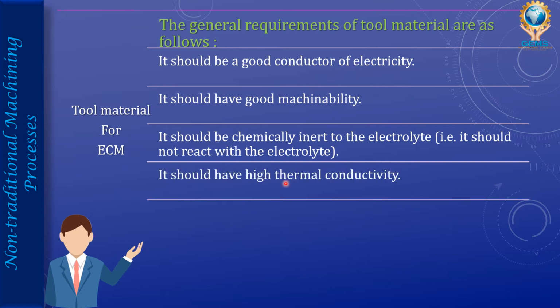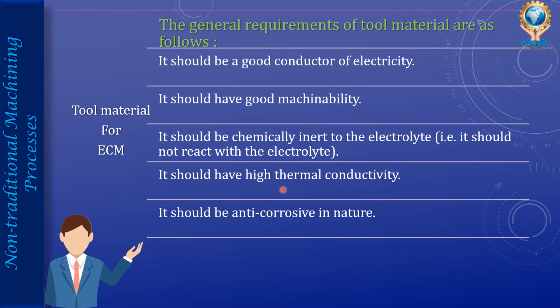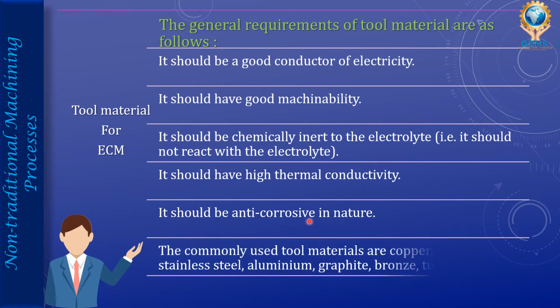It should have a high thermal conductivity. High thermal conductivity means it should conduct heat well, and it should withstand high temperature during the machining process. And the most important thing, it should be anti-corrosive in nature. If it is easily corrosive, then the material will corrode and react with the electrolyte, and the material will lose its properties. So it should be anti-corrosive.